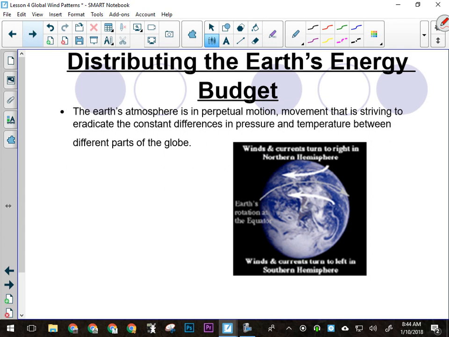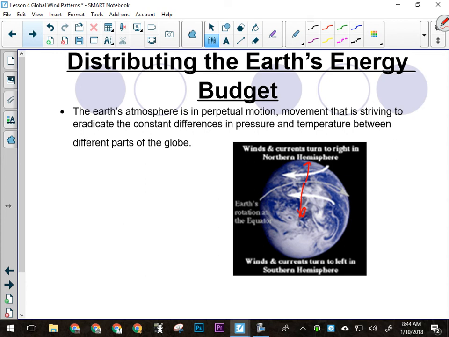All right, so the Earth's atmosphere is always moving. It's always in perpetual motion. It's movement that's striving to eradicate the differences in temperature and energy on different parts of the Earth. Obviously, mostly between the equator and the poles. So there's a natural flow of energy from the equator toward the poles. But while that movement is happening, the Earth is spinning. So we've got air that's trying to move from the equator north or from the equator south, depending on which hemisphere you're in, but the Earth's always moving as a result. So we get this weird interaction that goes on.